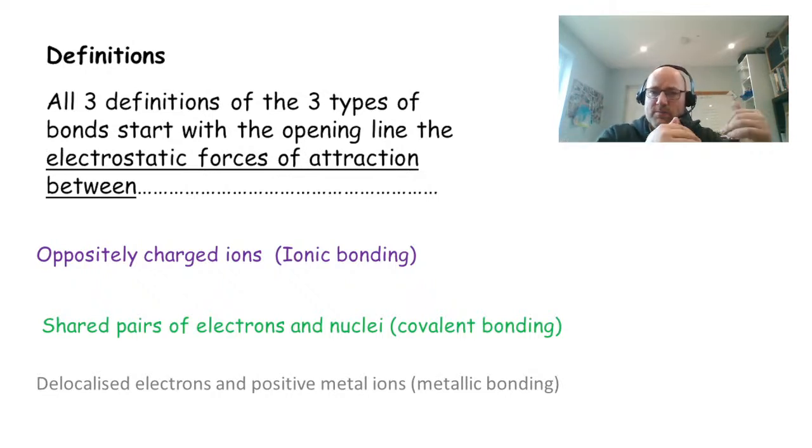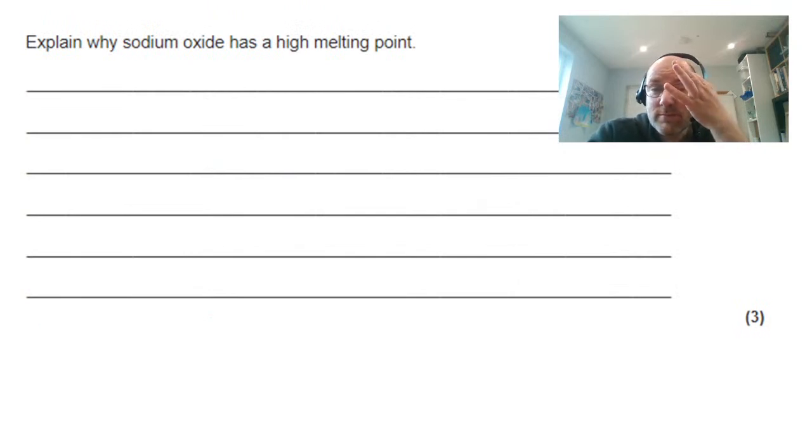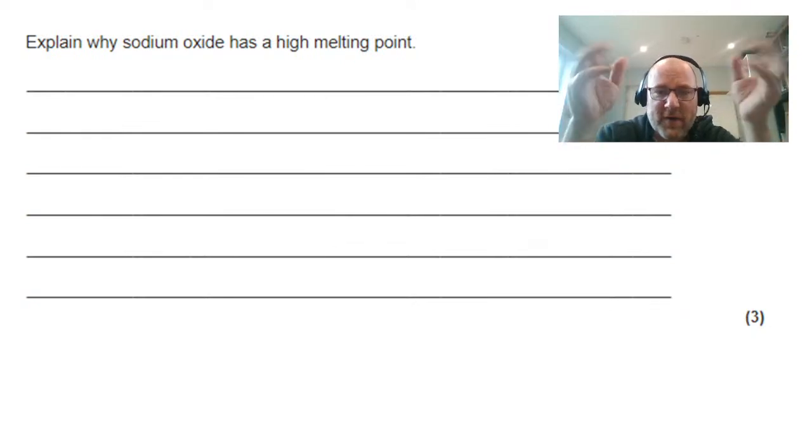So now we've got these modern definitions. You have to say both parts. Start with the electrostatic forces of attraction. That's the same for all. And then you finish with the correct second part of the definition. All right. So when dealing with structure and bonding questions, about 10 marks of your exam on Monday is going to be structure and bonding in the first chemistry paper.